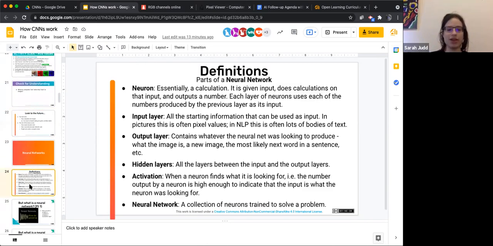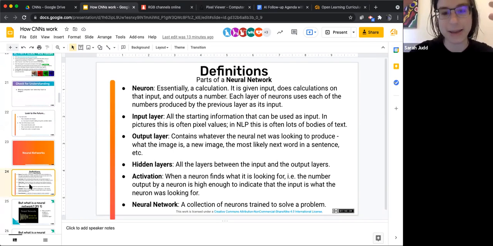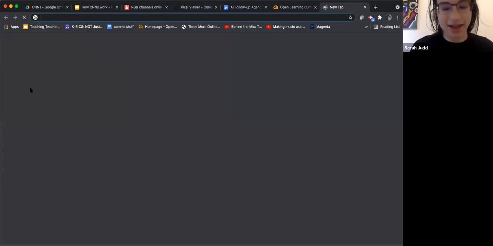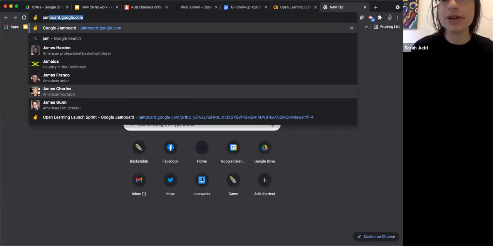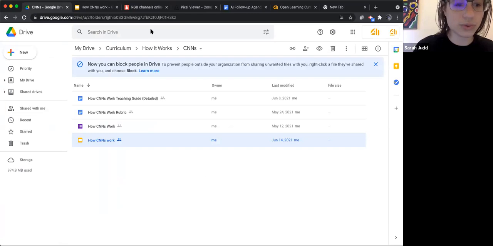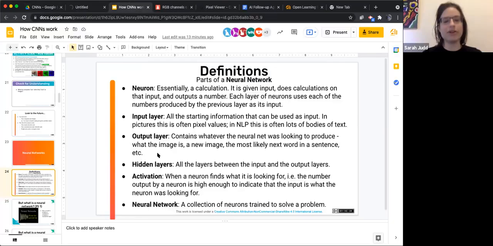So there's a lot of definitions of parts of a neural network. We're going to go through each of these in more detail. Also, I should have pulled up the Jamboard already. Hang on, let me pull up the Jamboard. I'll get there in a moment. So we're going to go through each of these things in more detail.